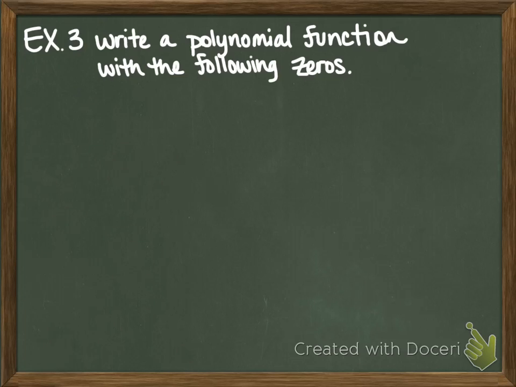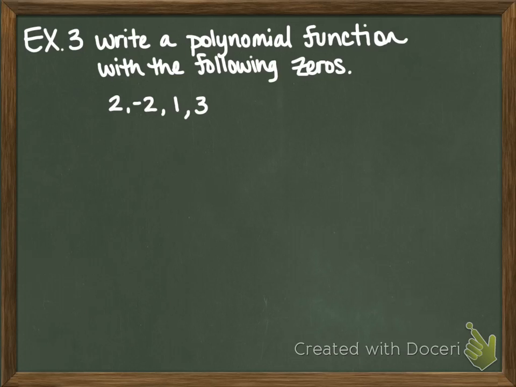Okay, number 3, we're supposed to write a polynomial function with the following zeros. So sometimes they're going to give you some solutions and you have to come up with an equation that if you graphed it, it would cross through those points. Well, there's lots of possibilities. I could come up with a whole bunch of different equations that would cross through at these 4 points. But so that we all come up with the same equation, we're going to follow this process.